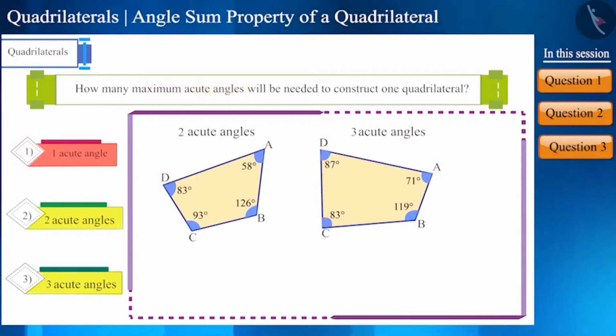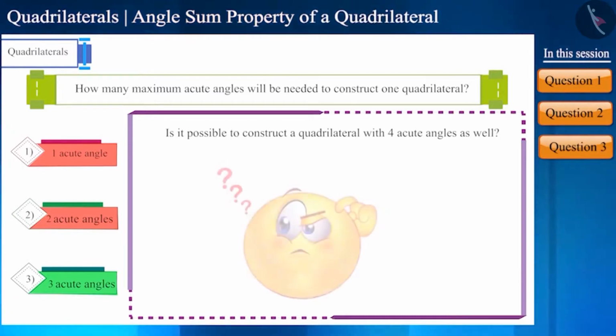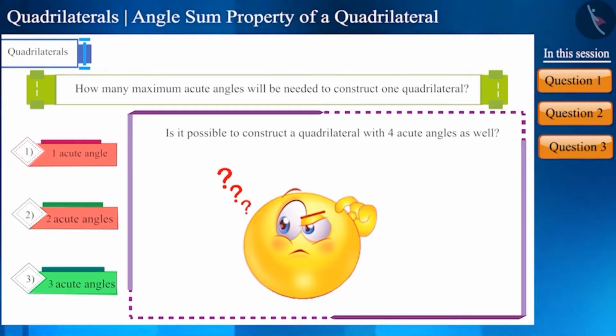According to the question, we have to find the maximum number of acute angles, so the correct option will be 3. But friends, is it possible to construct a quadrilateral from 4 acute angles? You can throw light on this with the help of your teacher and classmates.